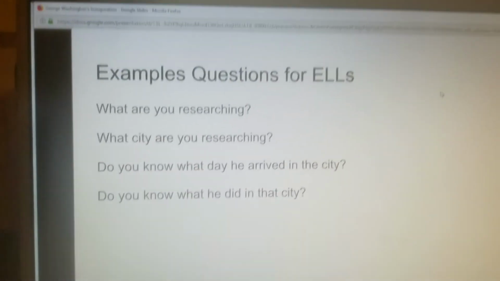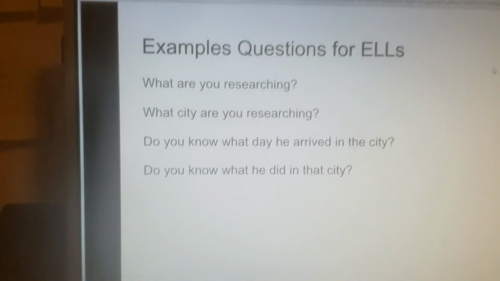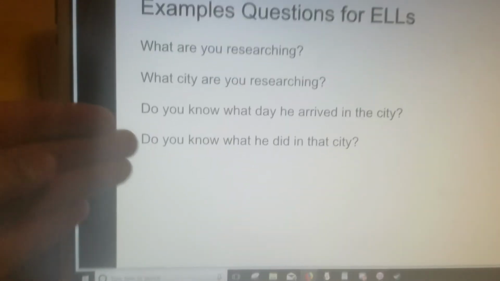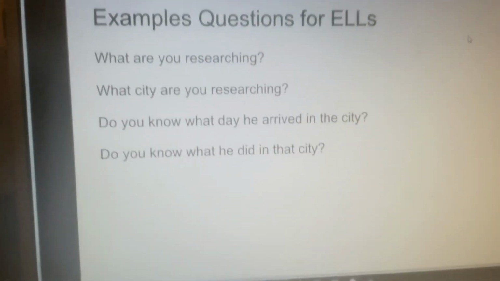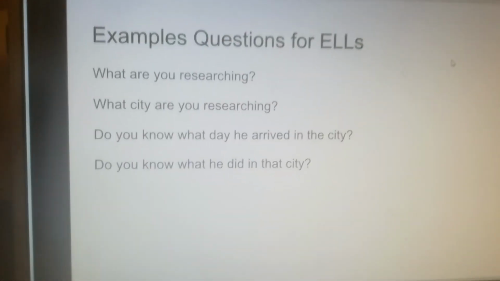Some example questions for ELL students are: What are you going to be researching? What city are you researching? Do you know what day he arrived in the city? And do you know what he did in that city? So these questions are tiered to sort of guide them through a Socratic method to help them come to the right conclusions. This concludes my presentation.